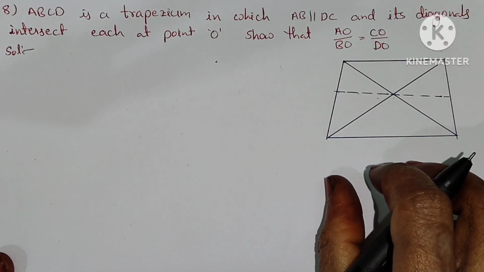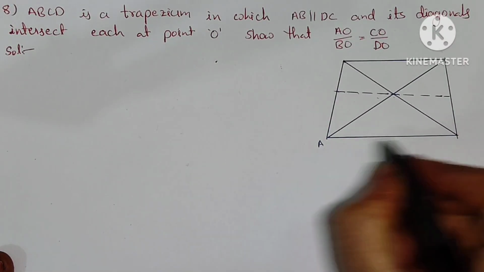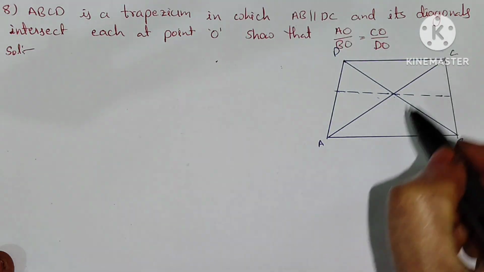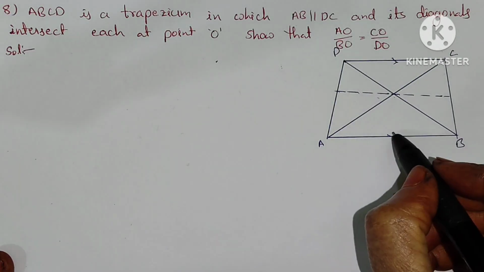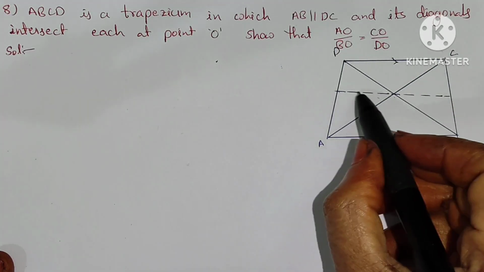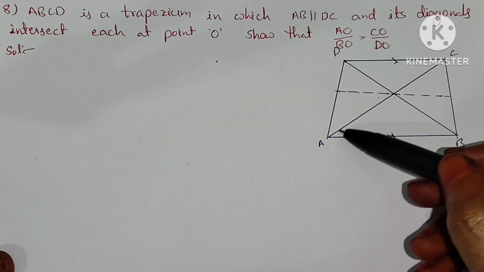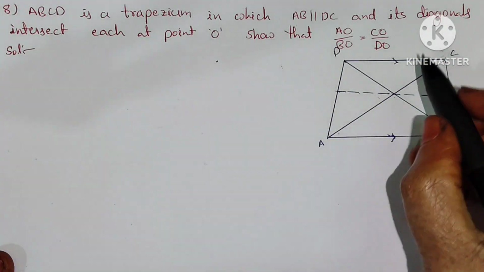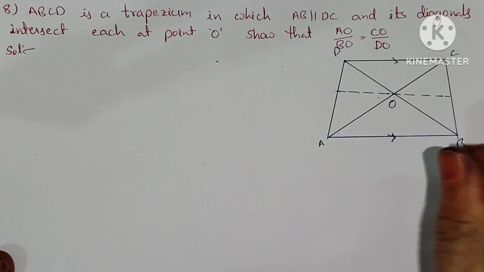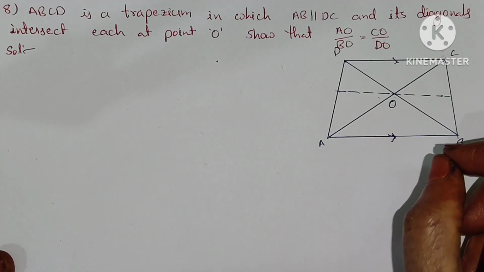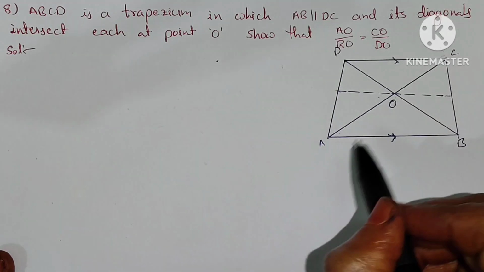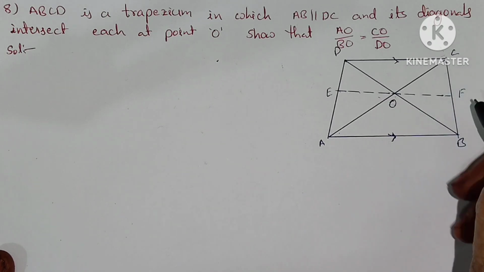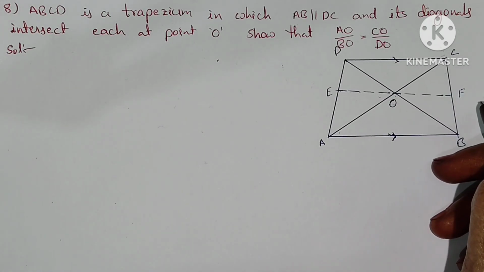Now here we draw the trapezium ABCD. AB and DC are the parallel lines. Diagonals AC and BD intersect at the point O. Now we draw the line EF parallel to AB and DC. So we draw the diagram.